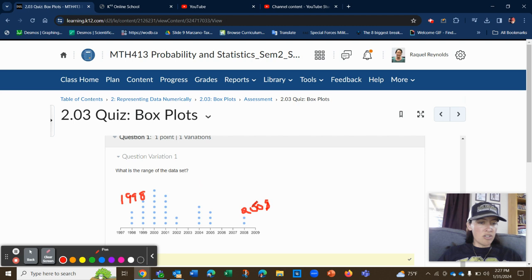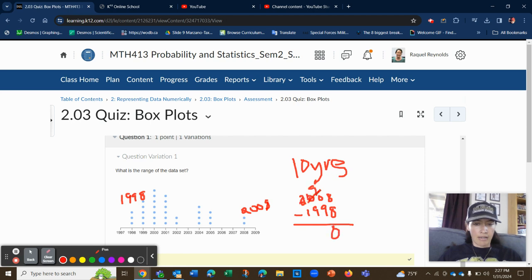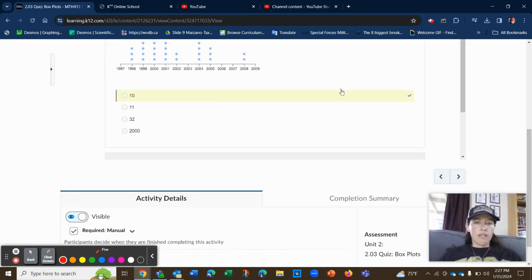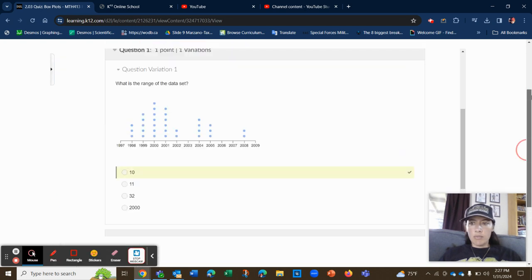So now what is the range between those? Well, you can see it's 10 years. Mathematically, what you do is 2008 minus 1998: 0, carry the 1, 9, carry the 1, 1, 10. That will always work. You can take your maximum value, your minimum value, subtract them, and that will give you your range, or the distance between your lowest and highest values. Okay, let's see if we are correct. 10, boom, 10, nice. Okay, moving on to the next one.